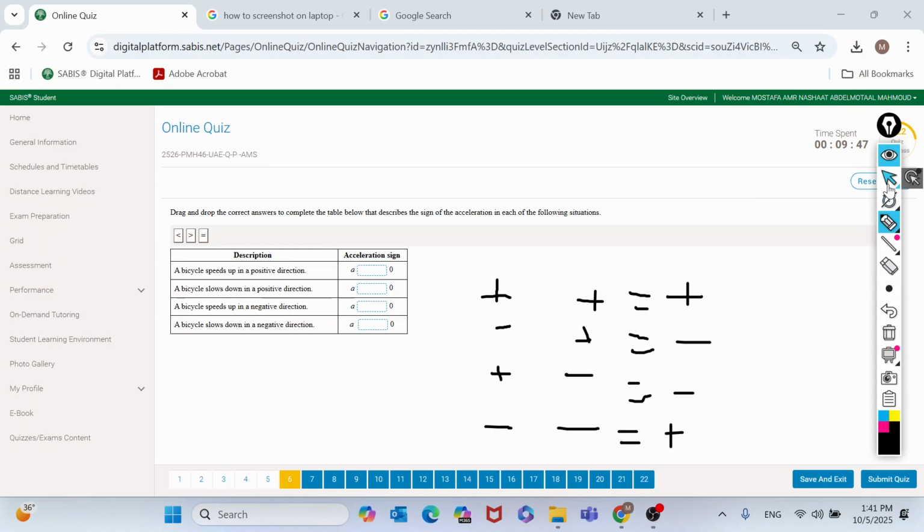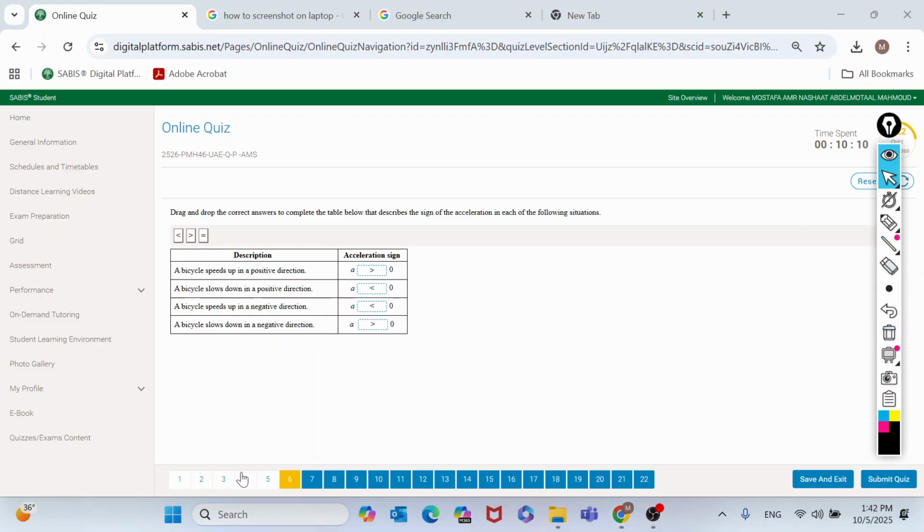Okay, so a bicycle speeds up in the positive direction, so it's greater than 0 because it's positive. Here it's going to be less than 0 because negative times positive. Here it's going to be positive times negative, so it's also less than 0. Slows down in the negative direction, so negative times negative, so it's greater than 0.